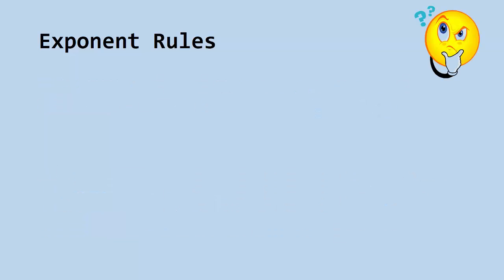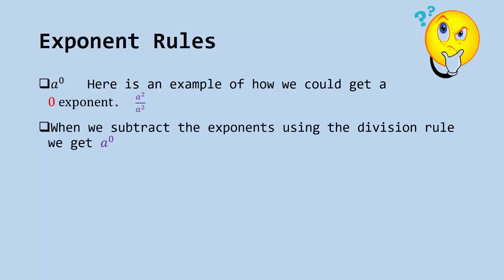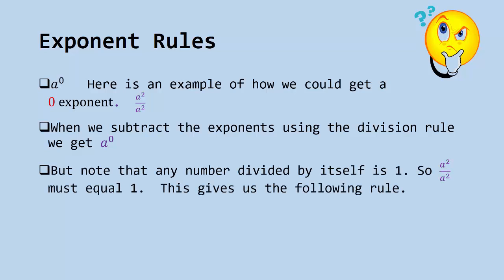Let's continue with the exponent rules. Now we're going to get to one that's a little bit more complicated for some students to comprehend, and that is a to the 0, so anything to the 0 power. So first, let's see how you could get a 0 exponent. So I took a squared divided by a squared, and if I use the subtraction rule, 2 minus 2 gives me 0, so I end up with a to the 0. So now let's think about this. We know that any number divided by itself is 1. So a squared divided by a squared, as I showed earlier, must equal 1.